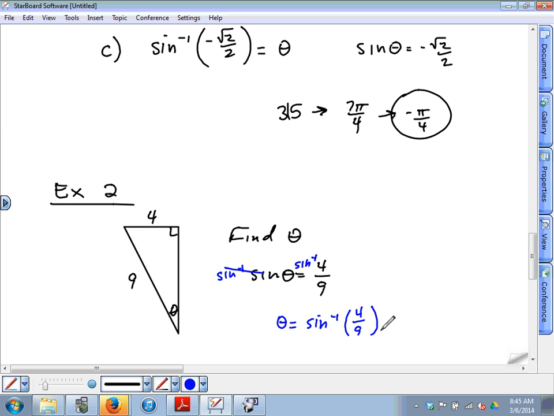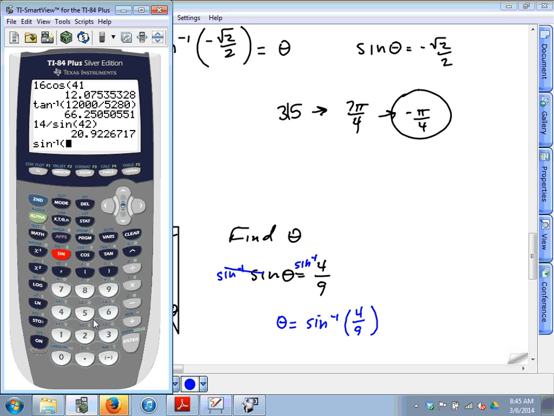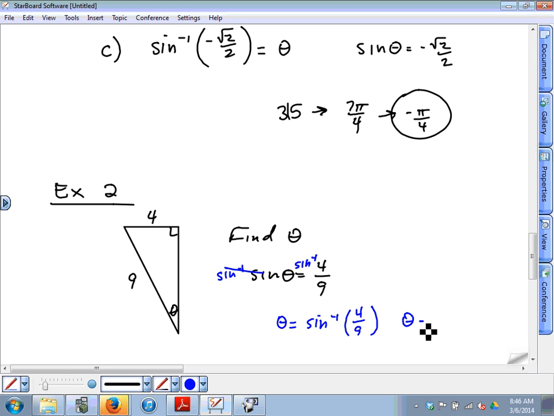This is not meant to be done by hand, because this is going to give you an angle that's not a special angle. So it's a calculator problem now. Inverse sine of 4/9. As long as you're in degree mode, this should give you the right answer. Let's round to the nearest tenth. So 26.4. Theta equals 26.4 degrees.